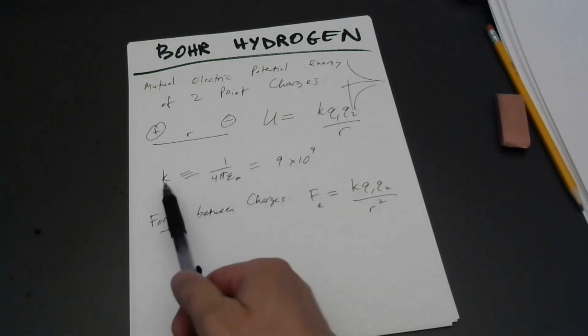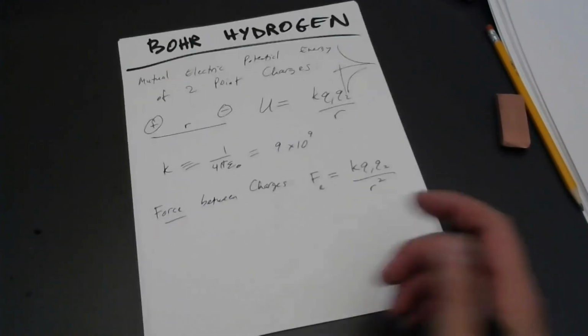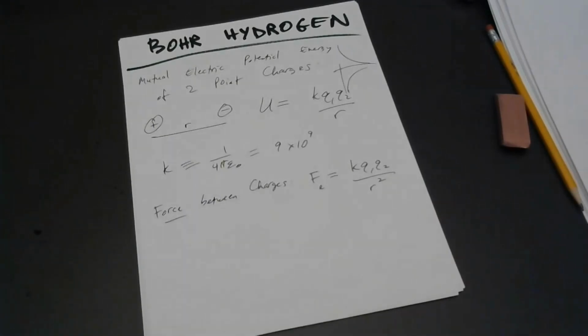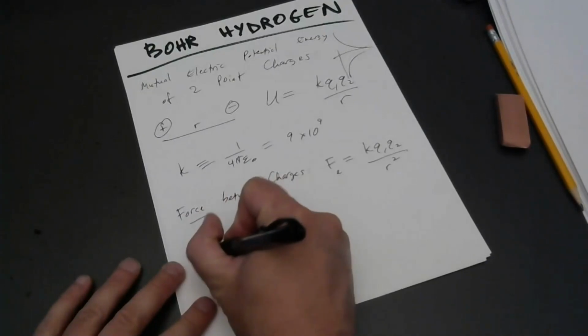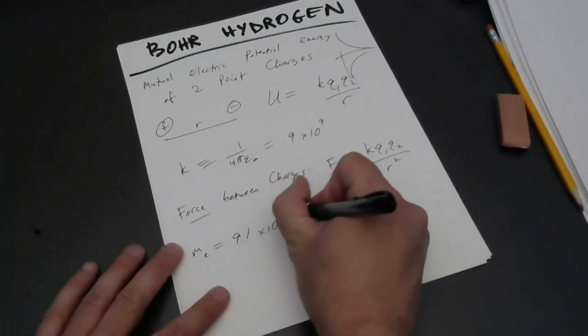Okay, I'm going to do it this way because in the derivation of the Bohr atom, it saves a little bit of space. That's why I'm doing it. Later, we'll go back and substitute. Okay. And what other facts do we need? The mass of an electron. I believe it's 9.1 times 10 to the negative 31st.